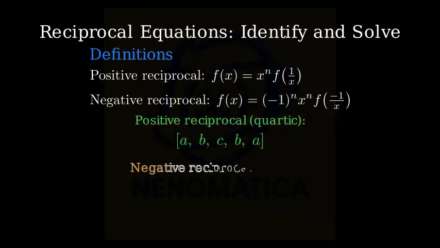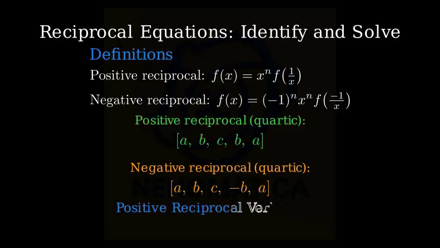There is a quick symmetry test on the coefficients. For positive reciprocal equations, the coefficients read the same forwards and backwards, like a mirror. For negative reciprocal equations, the end coefficients match, but the near-end pair have opposite signs.